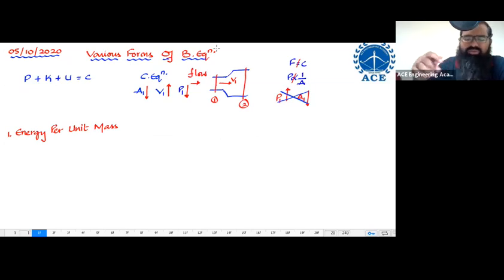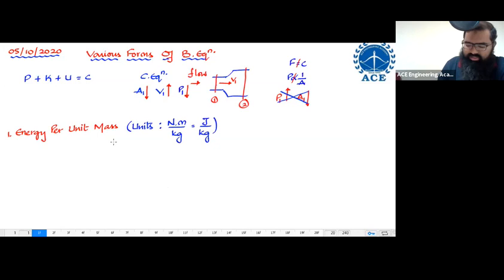Why force is not equal, this you'll understand in the next chapter on the momentum equation. Now we can't discuss force. Energy per unit mass over here is going to have the units of Newton meter, which is energy, per kg, which is mass, or you can say joule per kg. This is energy per unit mass.